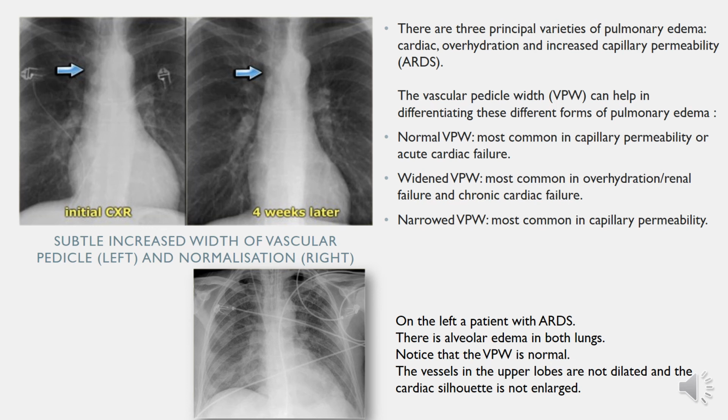Here on the left, we can see the first picture where it's a patient with increased width of vascular pedicle. But on the right, after 4 weeks, we can see that it goes back to normal. In the picture below, there is a patient with ARDS. There is an alveolar edema in both lungs. And we can notice that the vascular pedicle width is normal and the vessels in the upper lobes are not dilated and the cardiac silhouette is not enlarged.